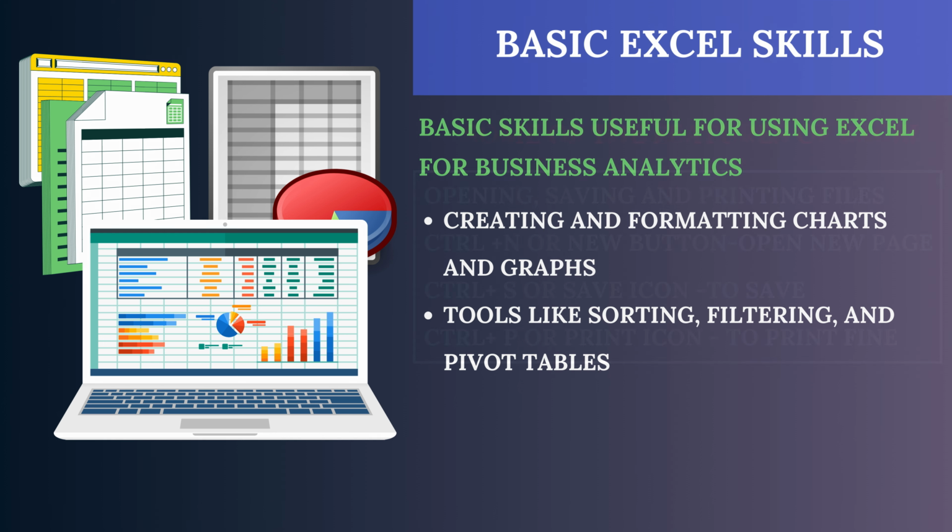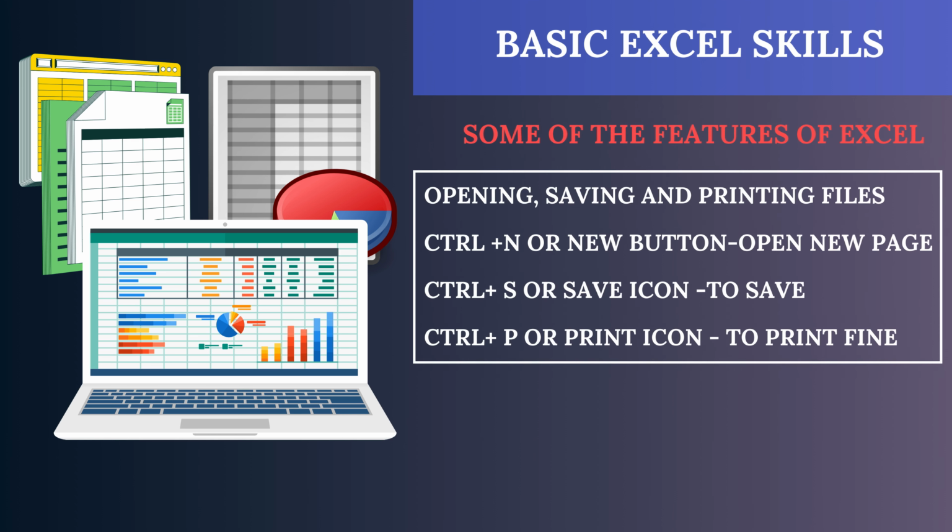If we talk about the features of Excel, we will start with opening, saving and printing files. We need to open up Excel. Once it is open, we can create a new blank spreadsheet by hitting Ctrl+N on the keyboard or clicking the New button. When we complete our work, we have to save our file by hitting Ctrl+S or clicking the Save icon. It looks like an old floppy disk. Give it a suitable file name. To print, just hit Ctrl+P or click the Print icon and follow the prompts.